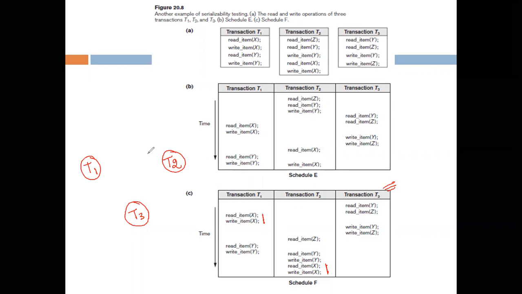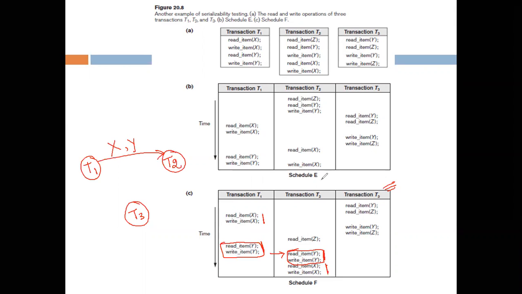So there will be an edge from T1 to T2 over variable x. Now again if you look at the y variable, so read and write, here it is reading, here it is also reading and writing. So you can see over here. It is transaction 1 which has initiated the read and write operations on variable y. So we can have an edge from T1 to T2 over y also.